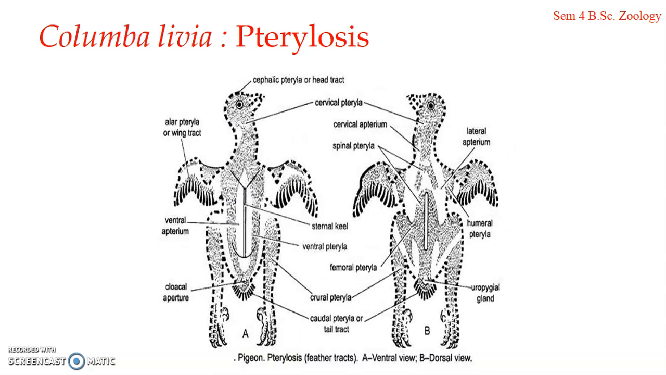Now the next one is the Pterylosis. It is the arrangement or distribution of feathers on the body. As we have already mentioned, the feathers are not uniformly distributed around the body. Instead, they are arranged in tracts, and this arrangement is referred to as the Pterylosis. In pigeons and in the majority of birds, the feathers are arranged in distinct tracts or patches.